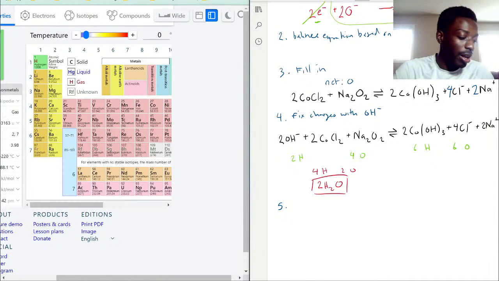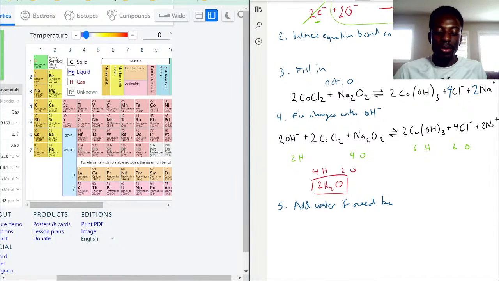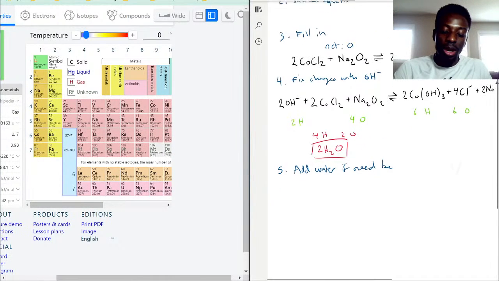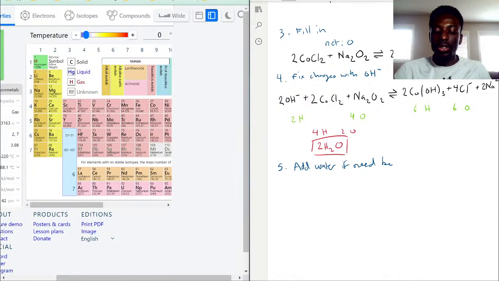So number 5 is more like add water if need be. That's step 5. And we see here, the only place we need to add water is in the reactants. The reason it wasn't added before is that when you balance equations, sometimes water isn't really used in the reaction. In this specific case, in this redox reaction, it is.